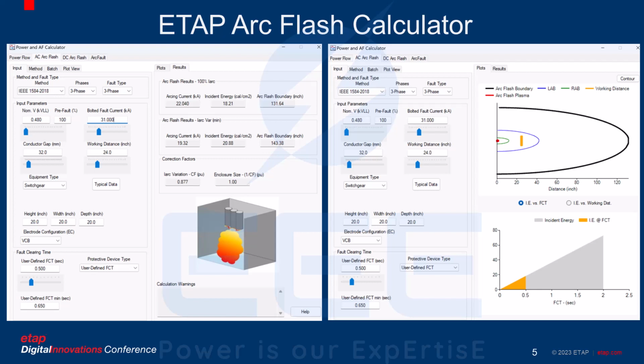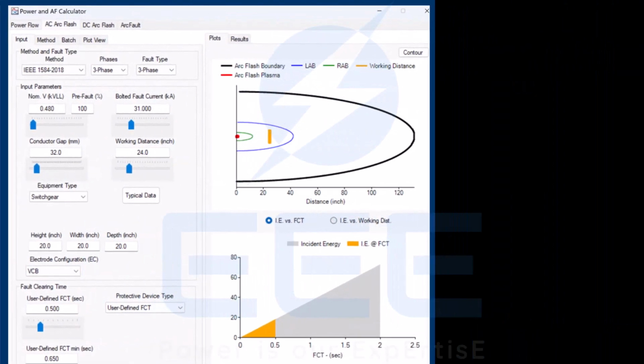Moreover, getting those answers using a pen and paper is nearly impossible. I know I can hand calculate this. Now on the right image is the plot view instead of the result. The top graph shows the arc flash boundary with the shock boundary. LAB means limited approach boundary. RAB means restricted approach boundary. NFPA 70E define those terms.